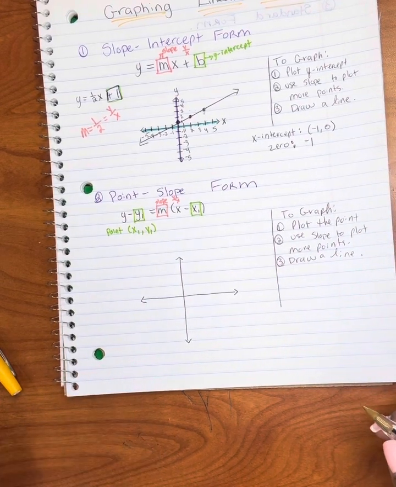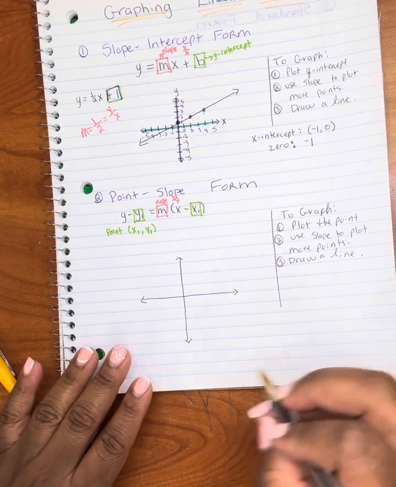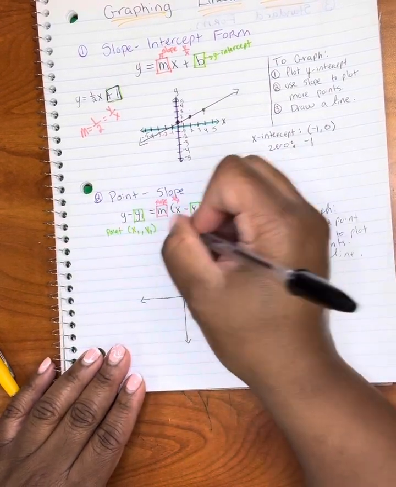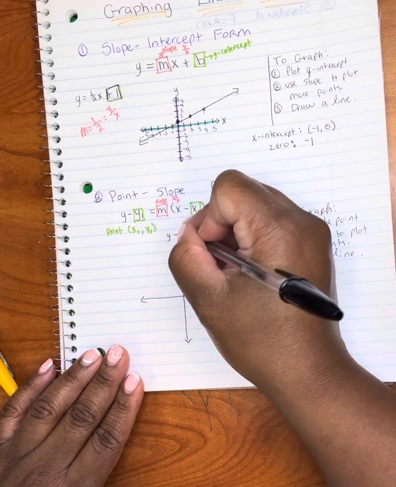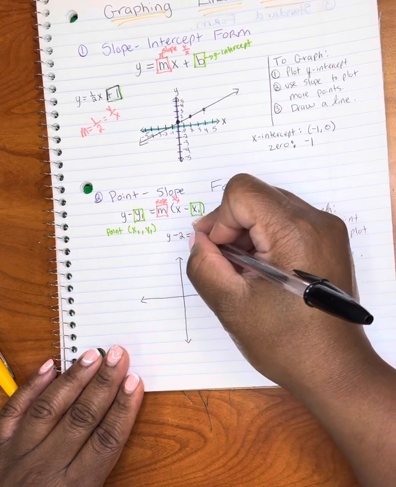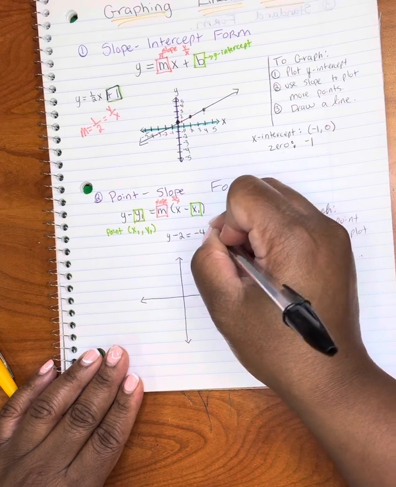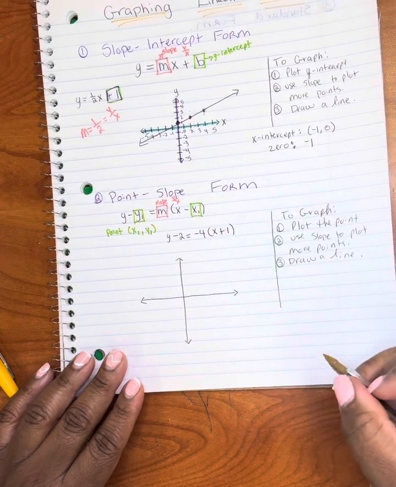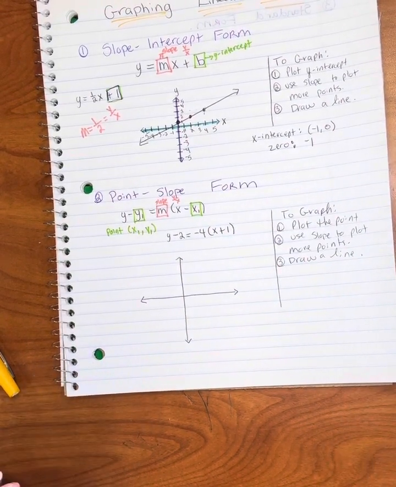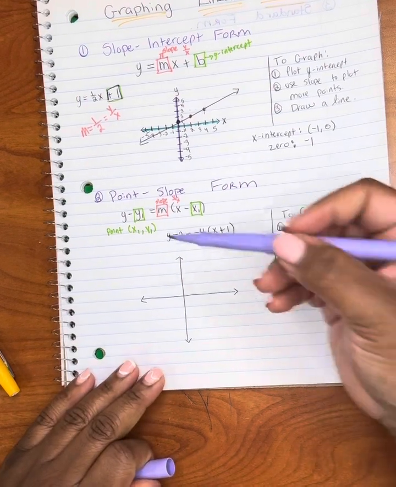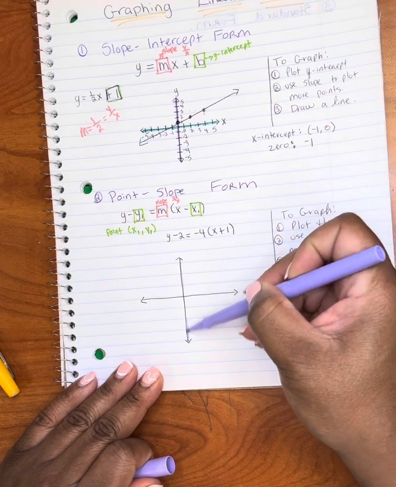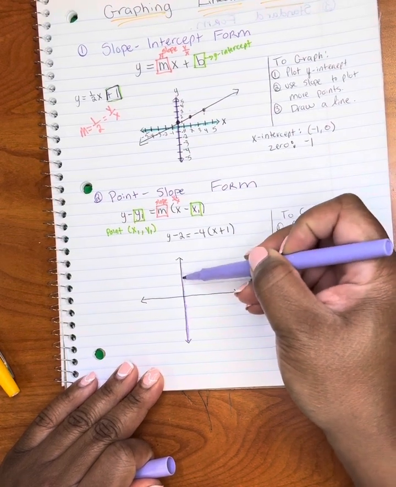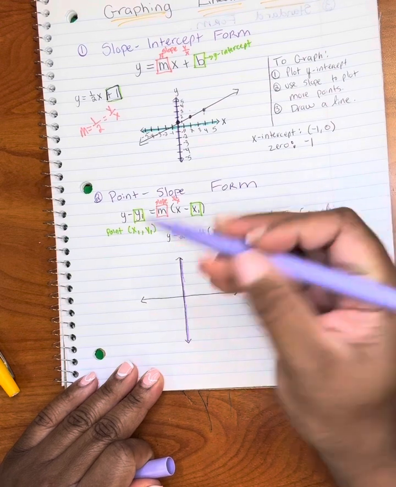So let's say, for example, we have y minus 2 equals -4 times x plus 1. Okay, so let's go ahead and highlight our y-axis here. So we know this is up and down is y, right? That's all the y.